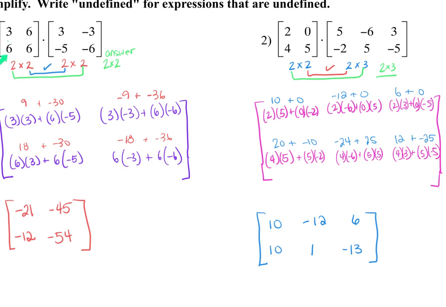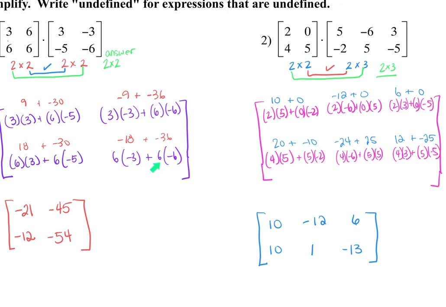Now I did the same thing. This row, the second row, times the first column. So now I did 6 times 3 and 6 times negative 5, which is how I got that down here. 6 times 3, 6 times negative 5. Same row again, so I'm going to stay on this row, and now I'm going to multiply by this column. 6 times negative 3, 6 times negative 6. Once I'm out of columns, I'm done with that row, and once I'm out of rows, I'm done.